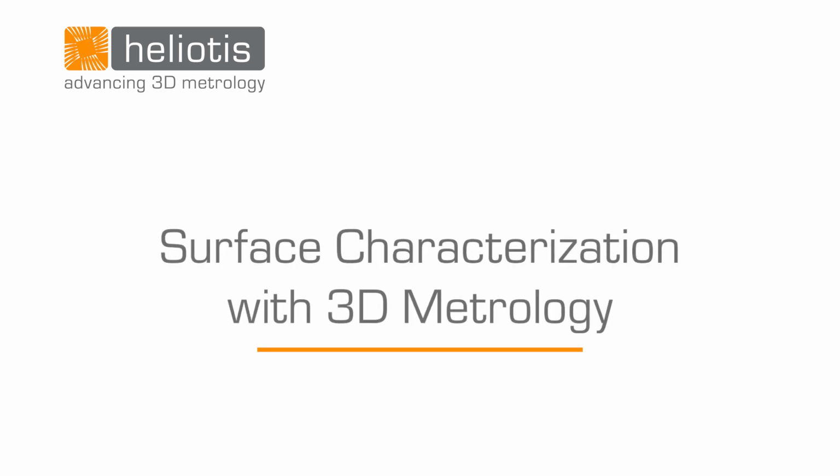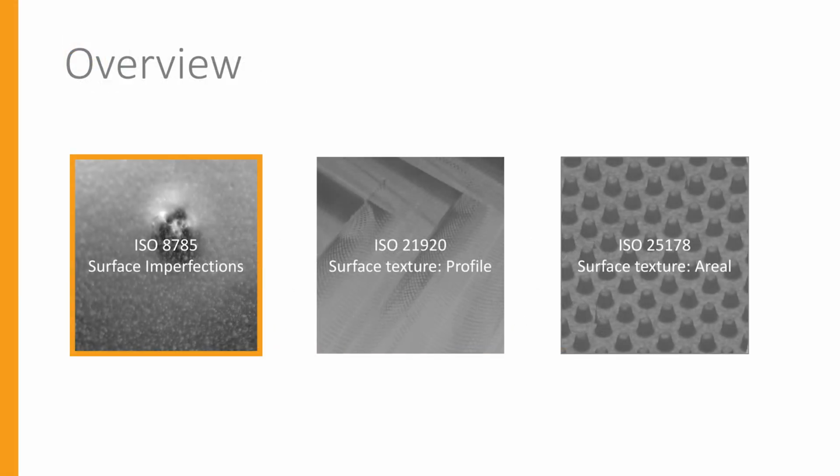In this tutorial, we will explore how 3D surface metrology can be used to inspect surface defects and characterize surface texture. We will look at three relevant ISO standards. ISO 8785 for surface imperfections, ISO 21920 for profile surface texture, and ISO 25178 for areal surface texture. We will also see how 3D measurements can complement conventional 2D imaging and tactile measurement methods.